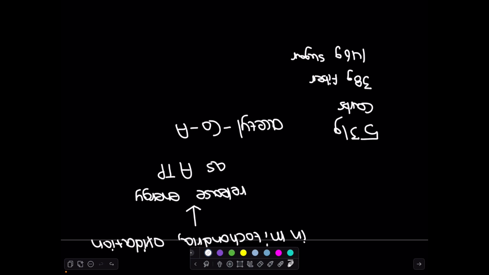That makes sense. Okay, how does acetyl-CoA... What does it have to do with synthesis of fatty acids? Why does it have to do with it?